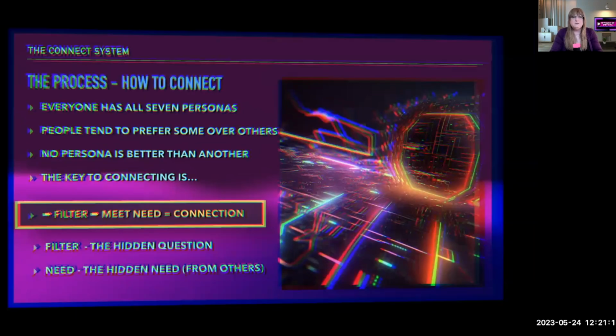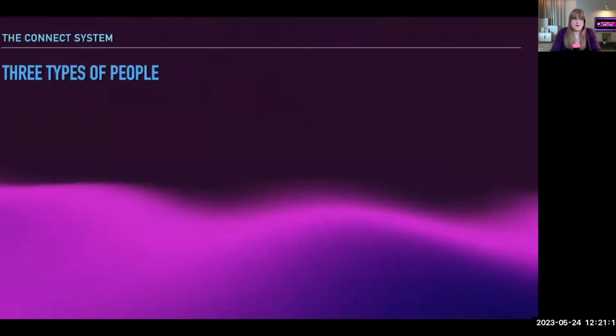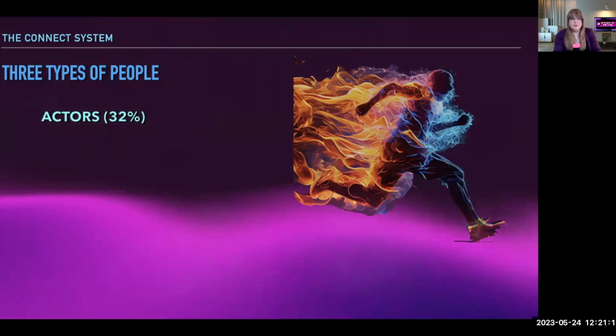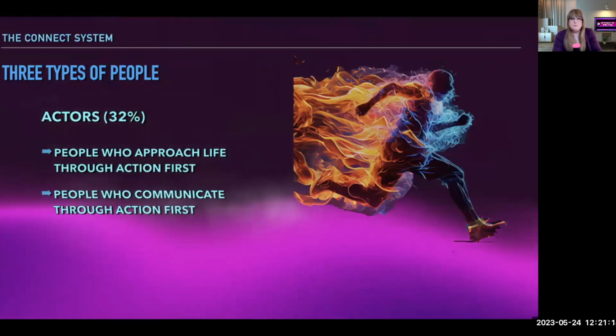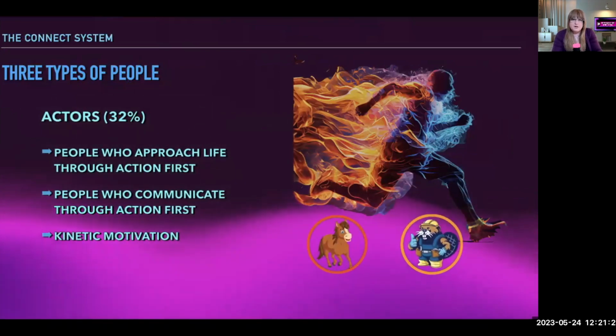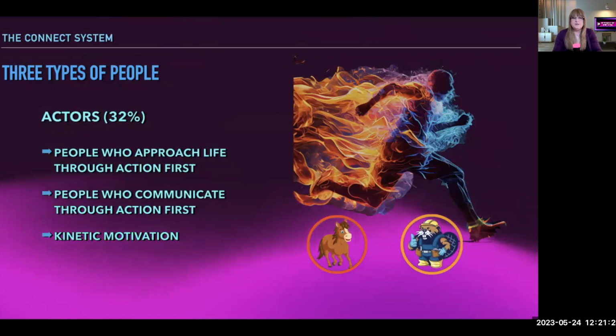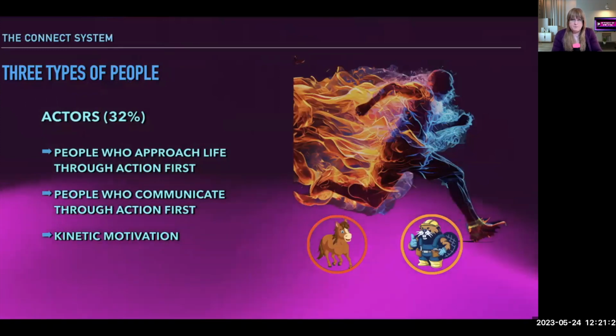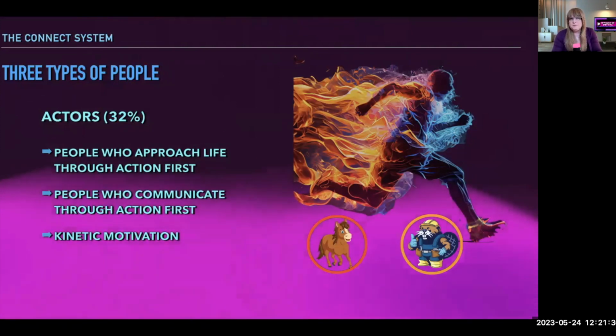That's how you connect. So now, the 3 types of people, the actors here: 32% of people are actors. These are people that approach life through action first and then communicate through action first, and they're kinetically motivated, so they're going to be action oriented. So in order to communicate with these people, you need to be more action oriented and not just sit around and talk about it, or feel, let's talk about feelings. There's a place for that, but with these people, they want the action. So we're talking about the beaver.